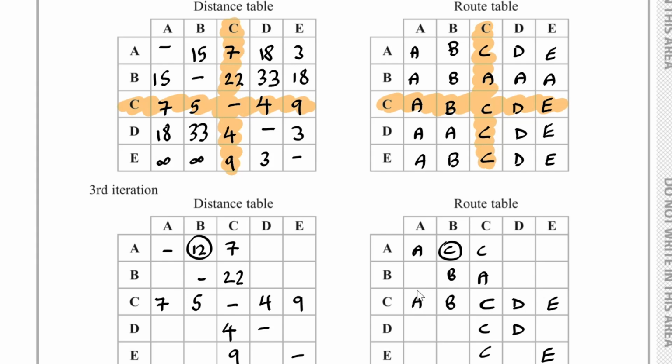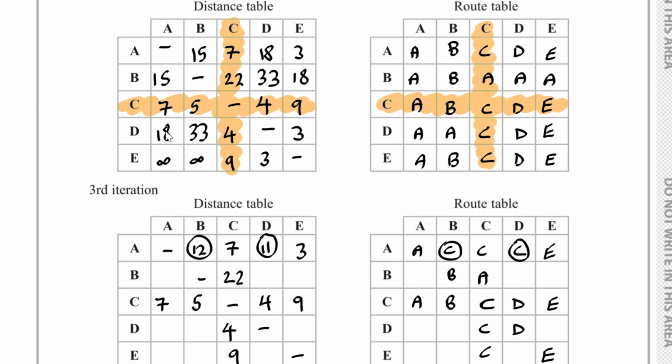Okay. Next, we compare the 18 with 7 plus 4. 7 plus 4, that's 11. That's smaller than the 18. We've made a change, so circle, and we replace the D with a C. Circle it. Next, we compare the 3 with 7 plus 9. 3 is the smaller one. We make no changes.